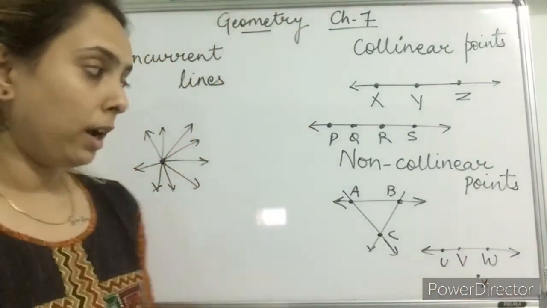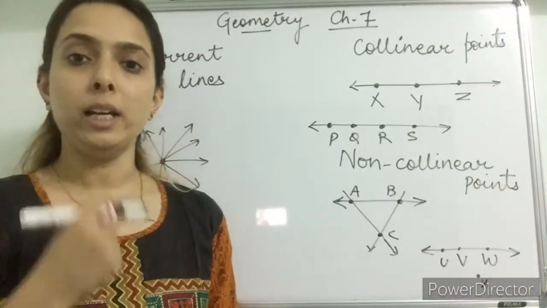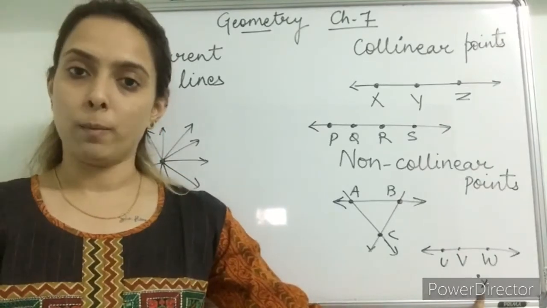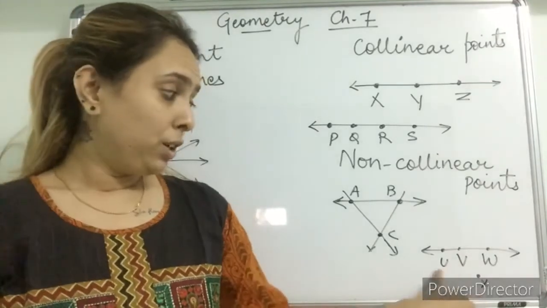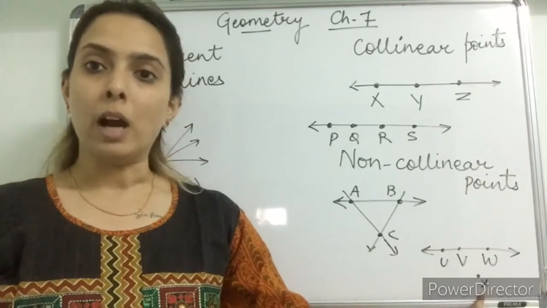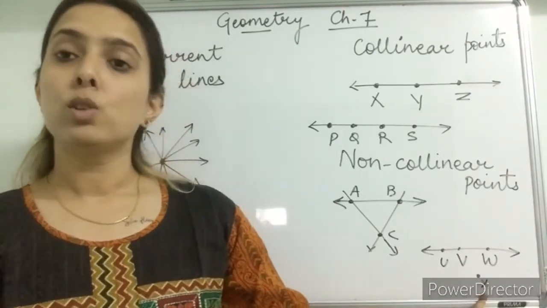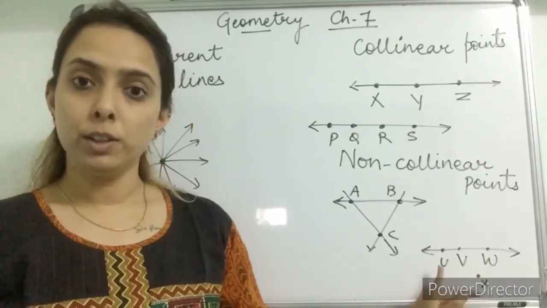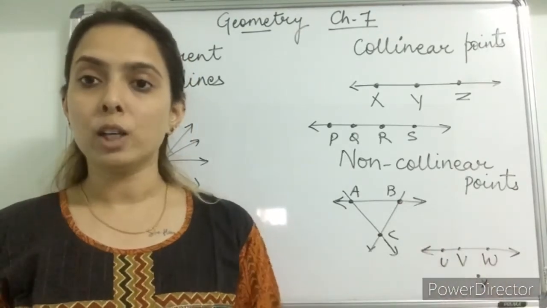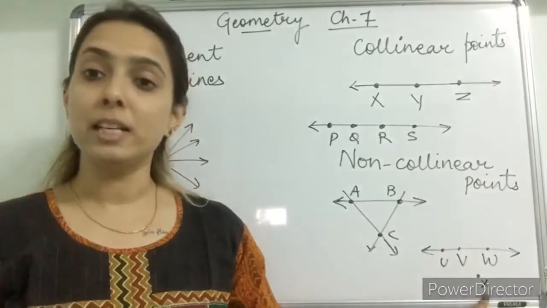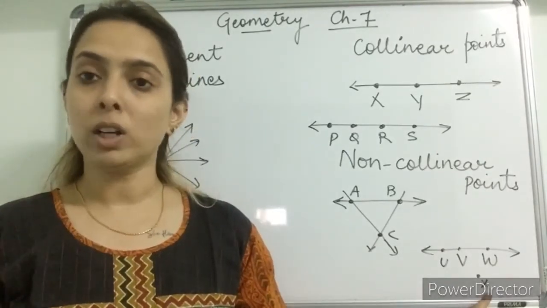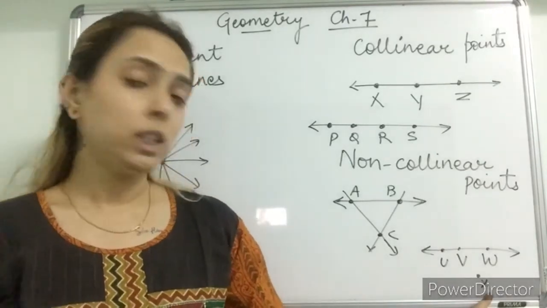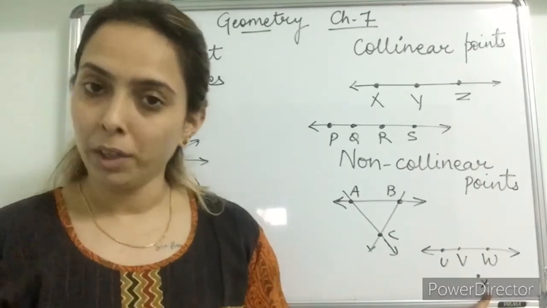One more example, just to make you understand a little more. Here I have drawn 3 points on a straight line and one point is out somewhere. So U, V, W, X, are they collinear points? You will say here U, V, W are collinear points, but X doesn't come in the collinear. It is not a collinear point.